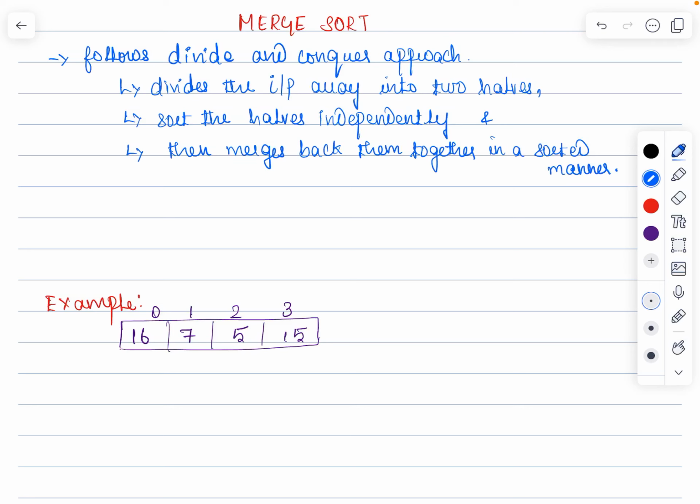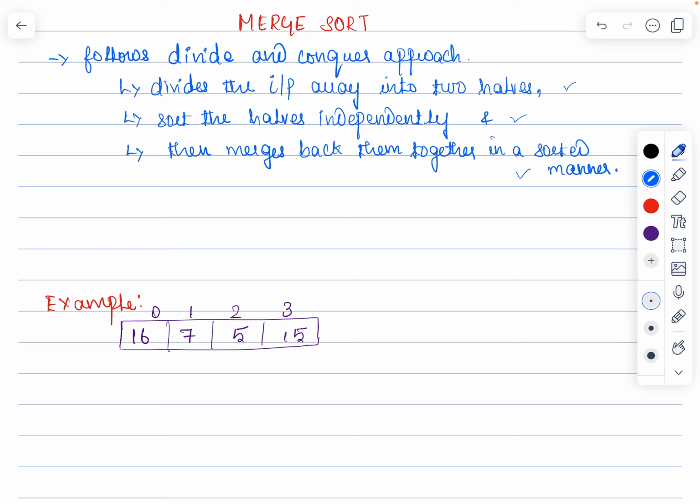I am going to discuss merge sort in this video. Merge sort is a popular sorting algorithm which follows the divide and conquer approach. So basically it divides the input array into two halves, and by halves I mean two equal subarrays. So whatever example array is given, that would be divided into two equal subarrays, and then it would sort each subarray independently and then merge them back together finally in a sorted manner. So this is how the merge sort algorithm works, and this is what the divide and conquer strategy does.